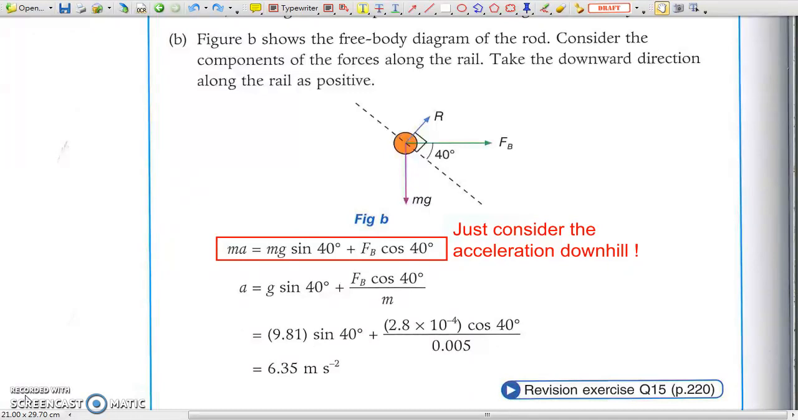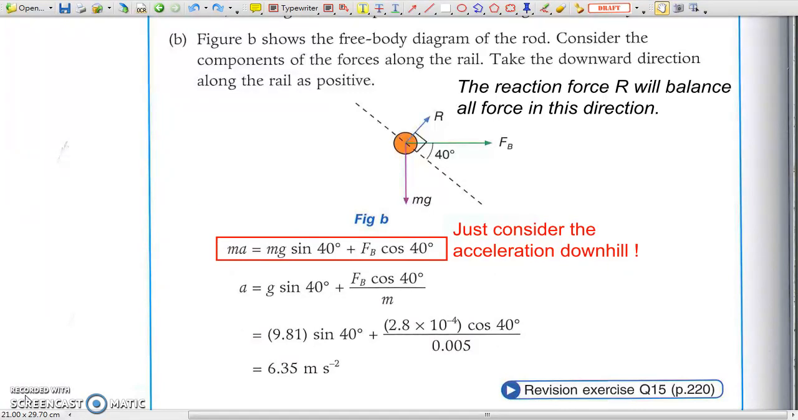Some of you may still wonder about the free body diagram. Note that the normal reaction is not mg cosine theta in this case, as the rod can only move along the incline, and so its net force must be along this direction, parallel to the incline. So just considering the forces parallel to the incline is good enough. All other forces will be balanced by the reaction force R.